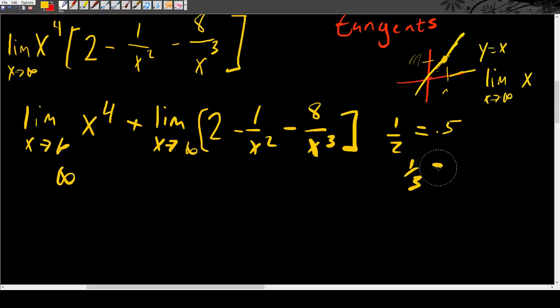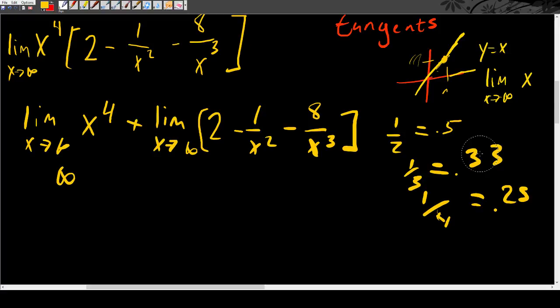1 third equals 0.33. 1 fourth equals 0.25. You see how the higher my bottom number gets, the lower it actually becomes. This is kind of like fourth grade fractions to an extent. The higher your lower number, the smaller it actually is. I'm sure you've heard that a million times because of the piece.